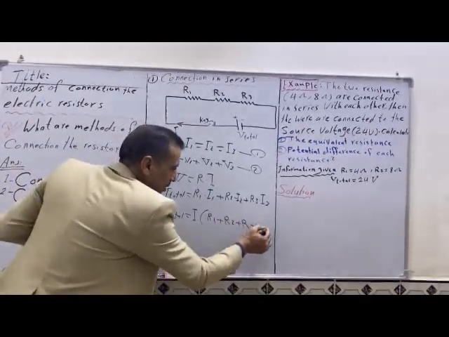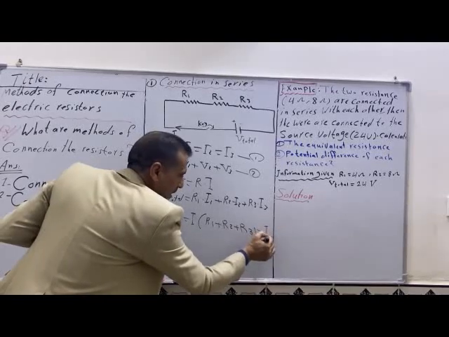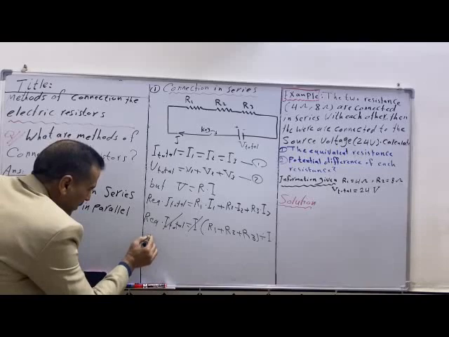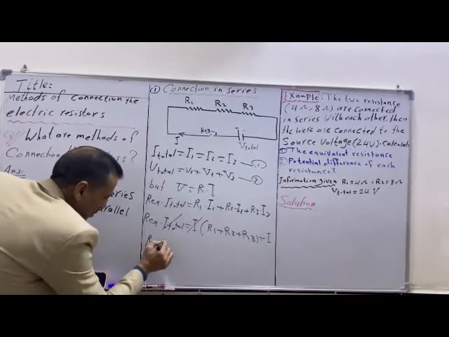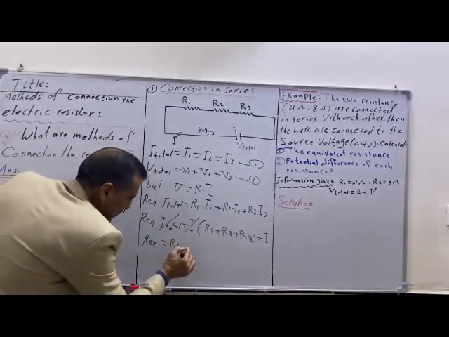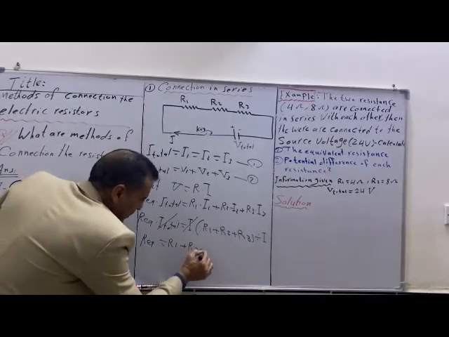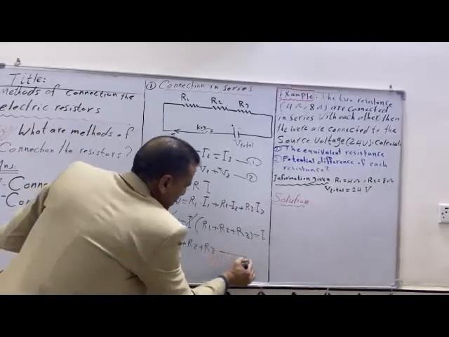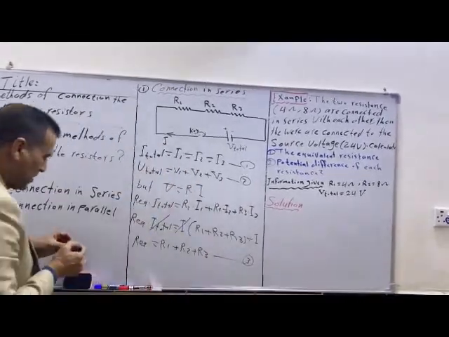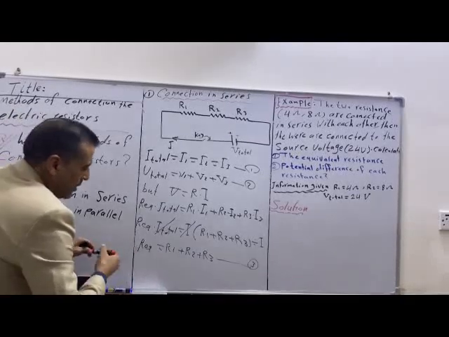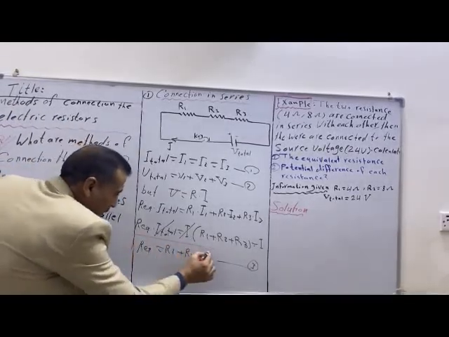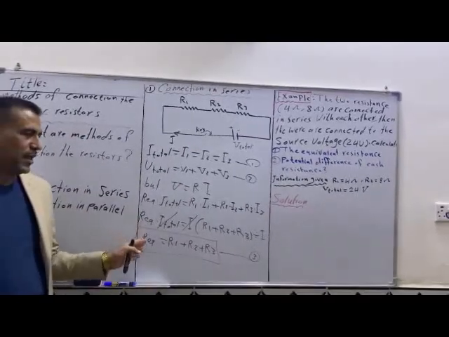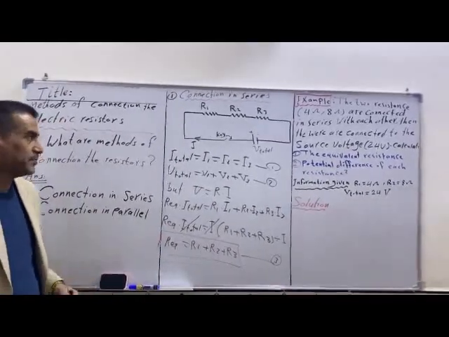Divide both sides of the equation by I. Cancel I with I. R equivalent equals R1 plus R2 plus R3. This is equation 3. This equation is used to find or to calculate the equivalent resistance.